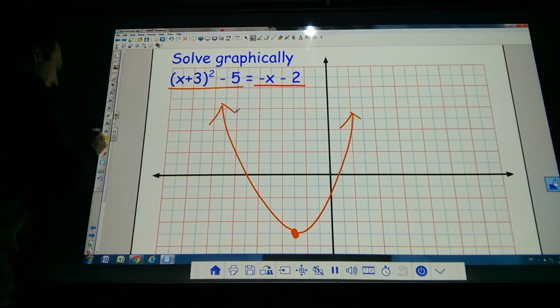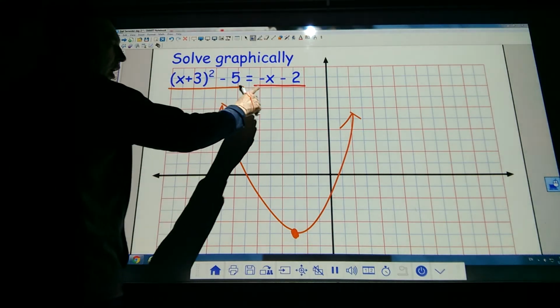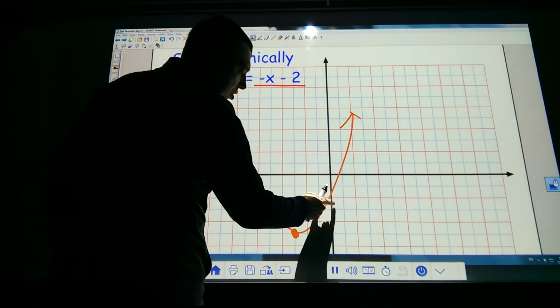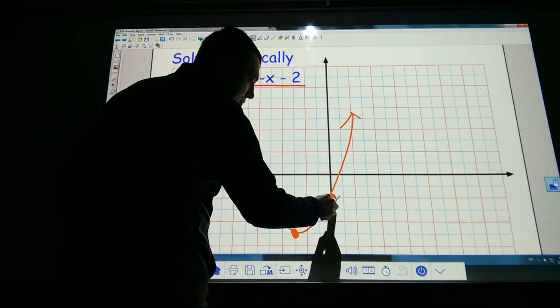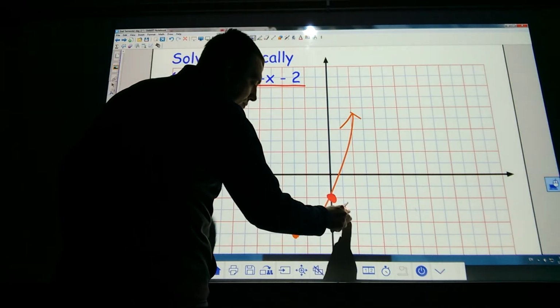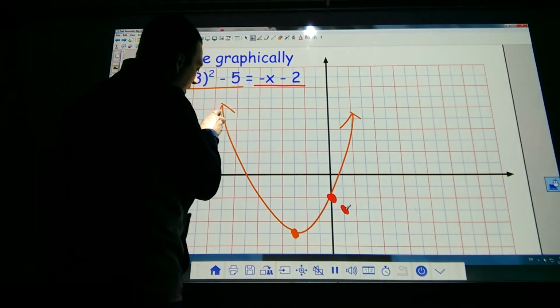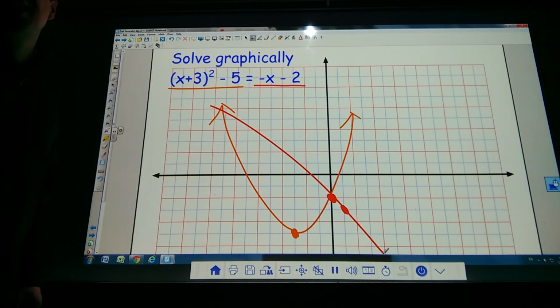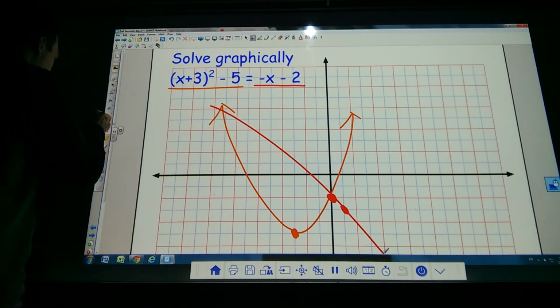We're going to graph the right-hand side. The right-hand side is a line. A y-intercept of -2. 1, 2. And a slope of -1. Down 1, over 1. And see where these cross. Now, it's not going to be exact. You're not going to get an exact answer unless you're amazing. And that's totally fine. Okay?